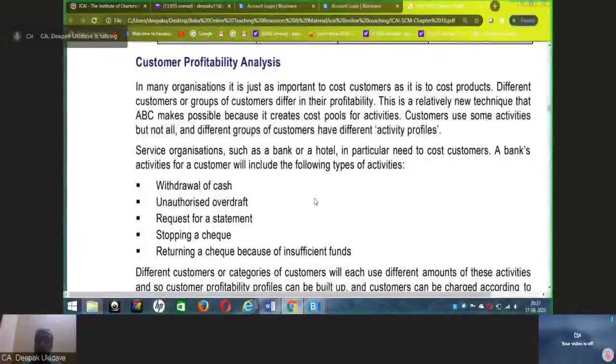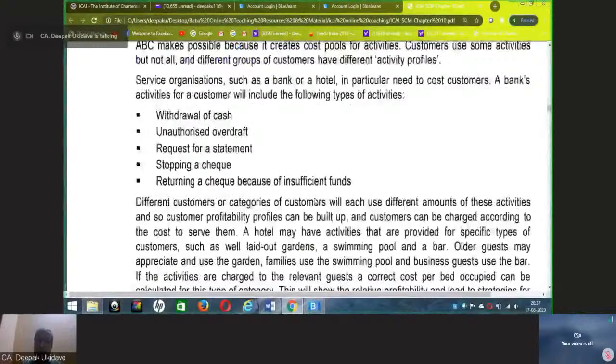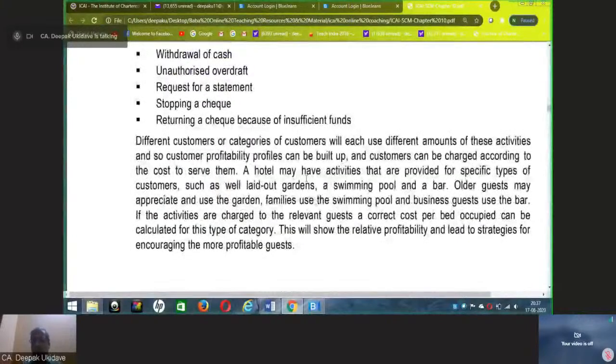For example, a laid out garden, or a walking track, jogger track, swimming pool and bar. Older guests may appreciate and use the garden. Families may use the swimming pool. Business guests may use the bar. So each type of customer is availing different types of services.